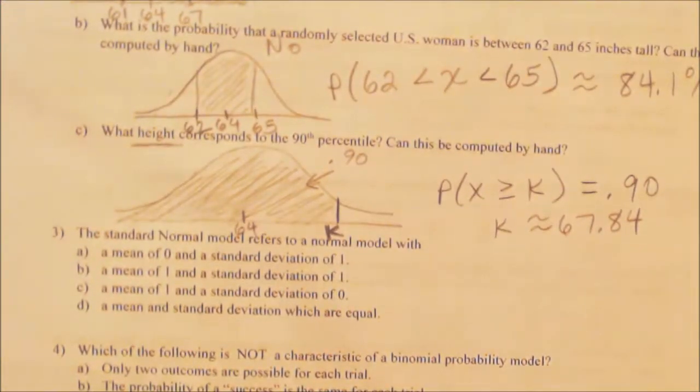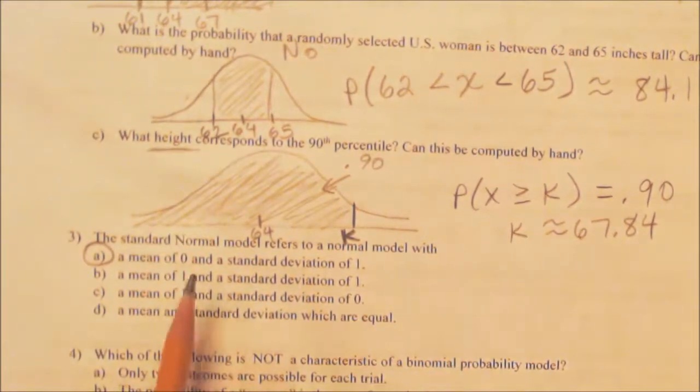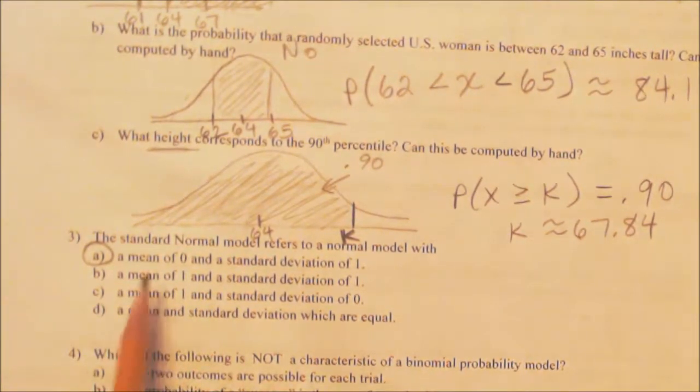Number 3, it says the standard normal model. Standard normal distribution. You have to know what those words mean. Standard normal is the standardized normal distribution where the mean is 0 and the standard deviation is 1. So make sure you remember that. Standard normal corresponds to a special distribution where the mean is 0 and the standard deviation is 1.